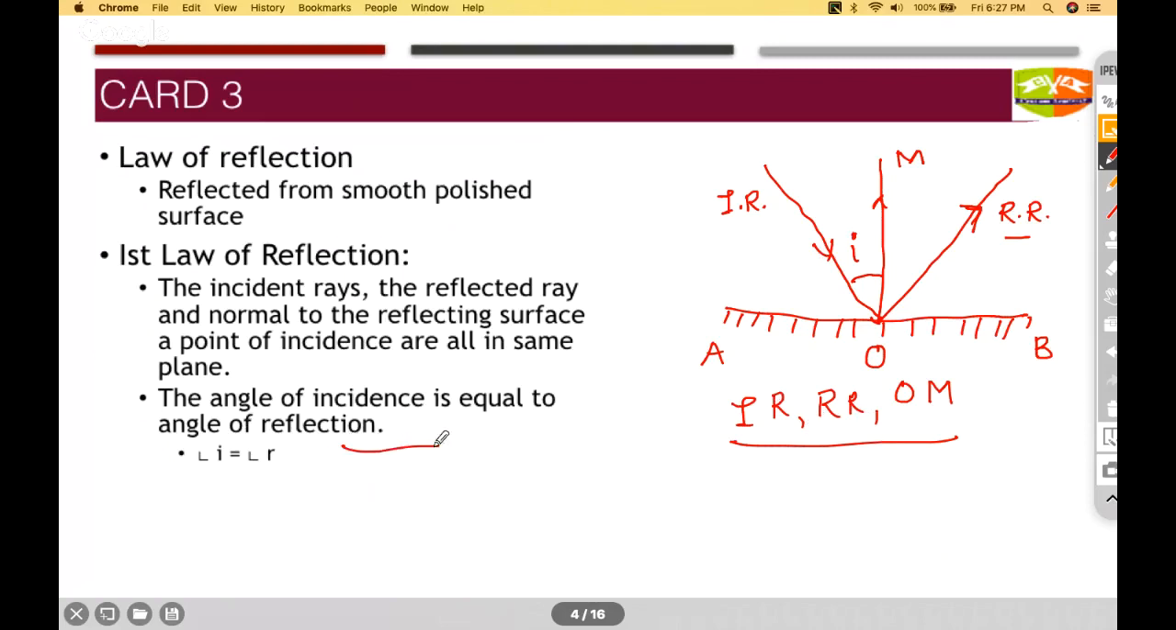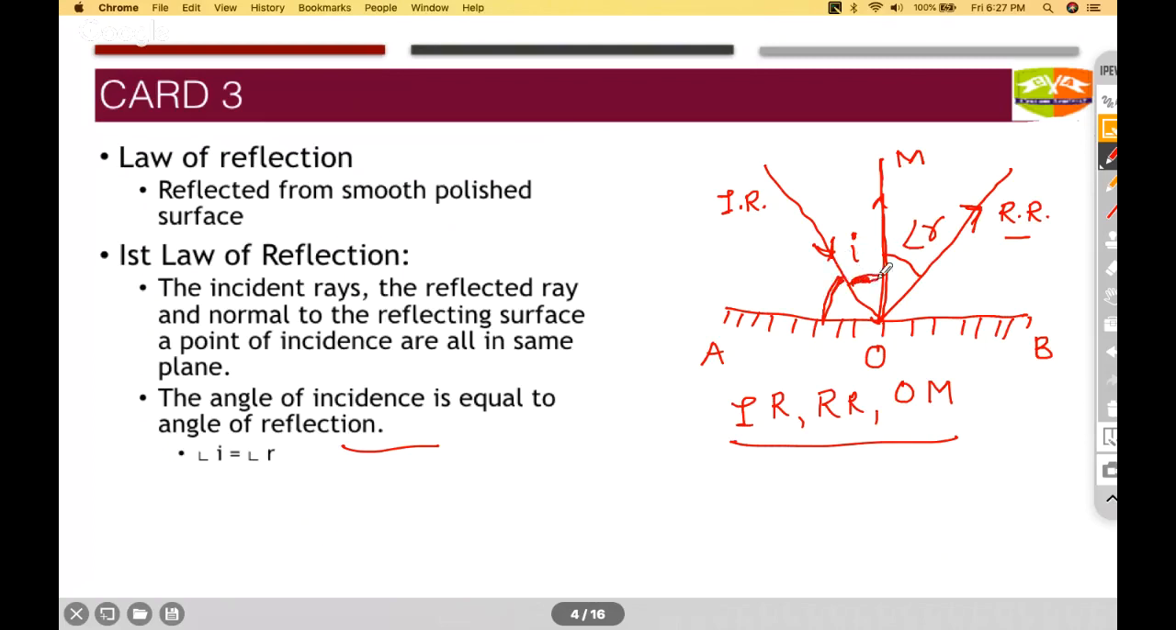The second one is very important, which says that the angle of incidence is equal to the angle of reflection. Whatever angle the incident ray makes with the normal, that is the angle of incidence. What mistake students generally make in examinations, and I have seen it many times, is that they take the incident angle with respect to the mirror. This mistake you should not make.